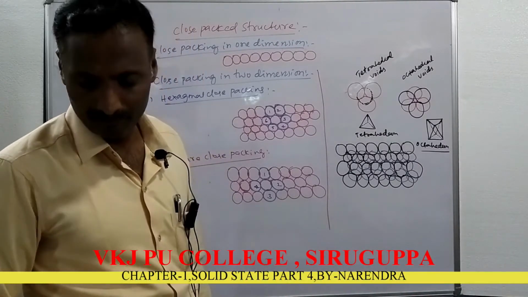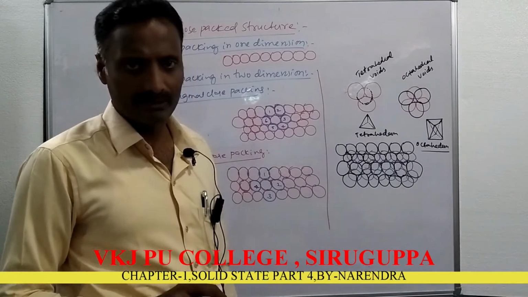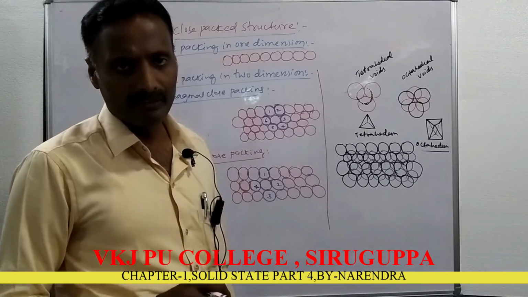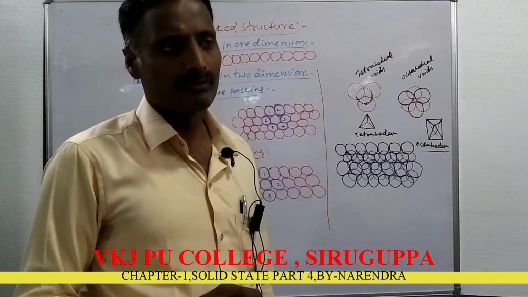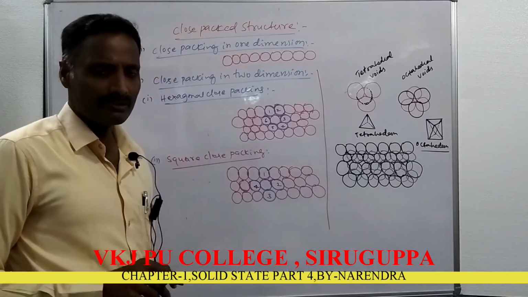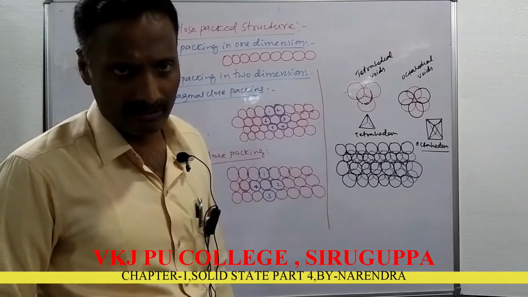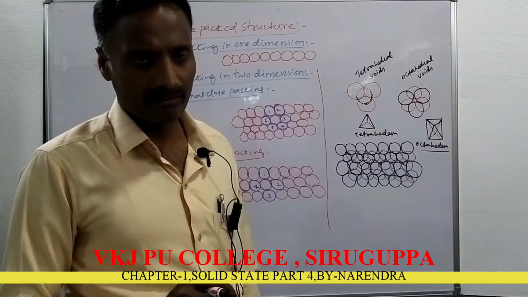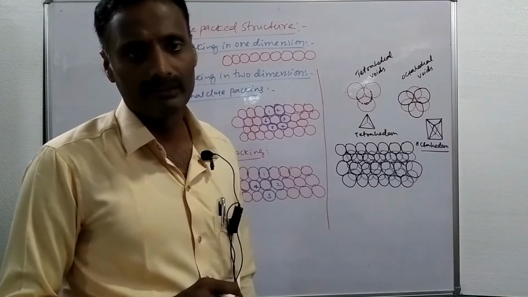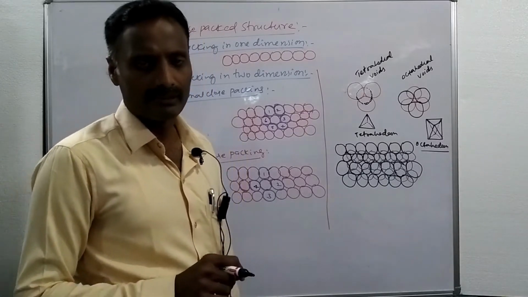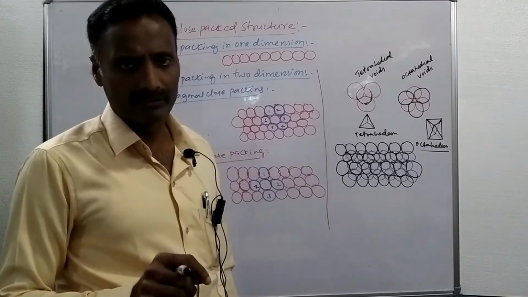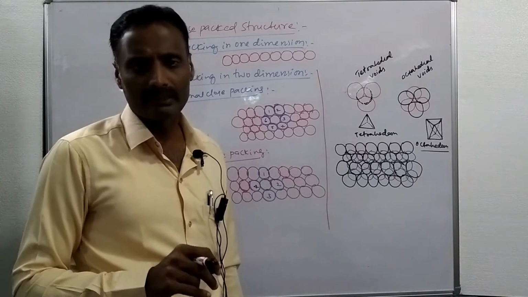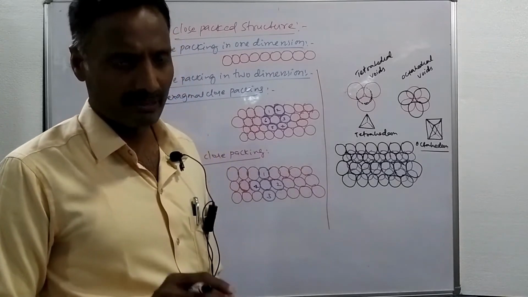Good morning, students. In the previous section, we studied calculations involving the number of particles in a primitive unit cell, body-centered unit cell, and face-centered unit cell. A primitive unit cell is one which contains particles only at the corners. Each corner particle is shared, with 1/8 share present at each corner. There are 8 corners, so 8 into 1/8 equals 1. There is 1 particle present in a primitive unit cell. Similarly, a body-centered cube contains 2 particles, and a face-centered unit cell contains 4 particles.